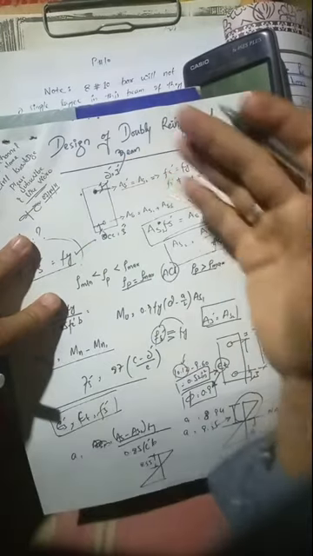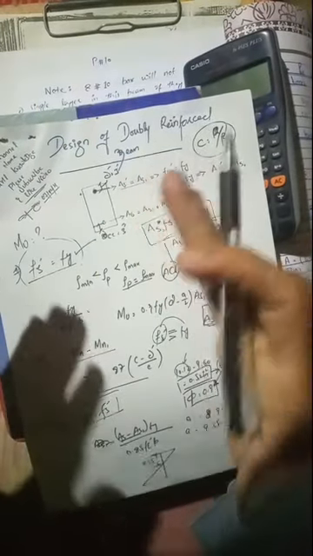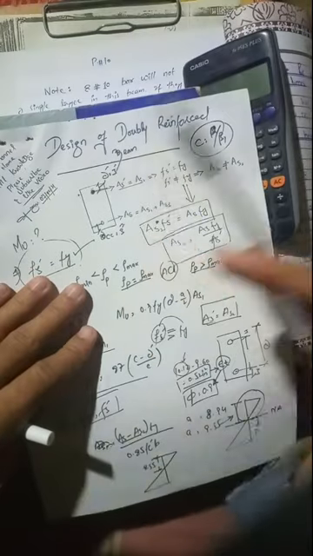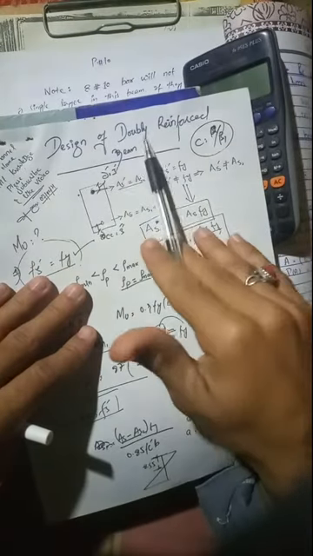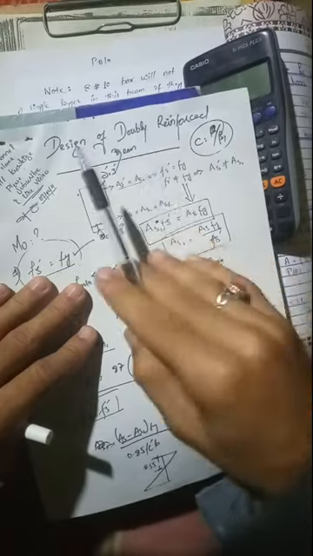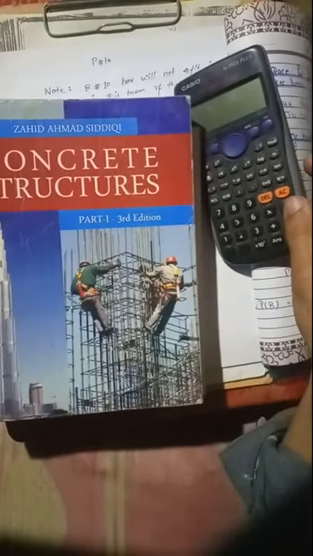So, in lecture number 1, we started the theoretical design and the analysis and design of the doubly reinforced beam. In lecture number 2, we did some examples over it. While in lecture number 3, we also did an example, one example in very in-depth detail, of the design of the doubly reinforced beam.